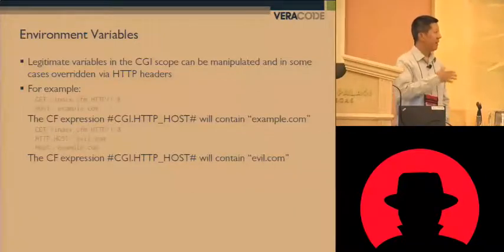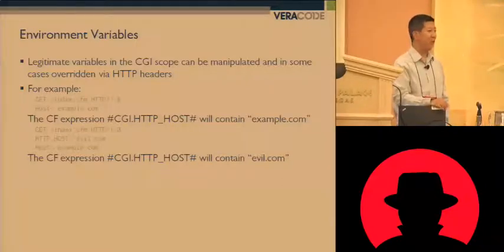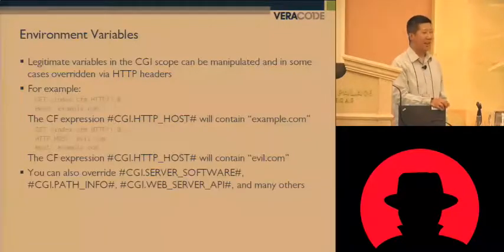You can actually create any HTTP header, so it can be an HTTP header called foo, and that will create a variable in the CGI scope called CGI.foo. Nobody knows why.